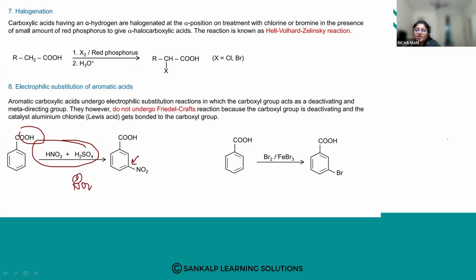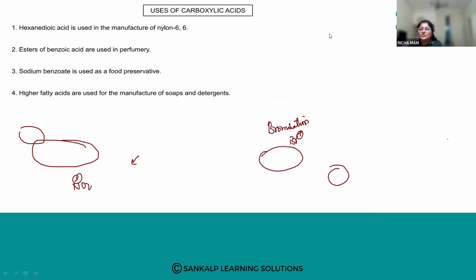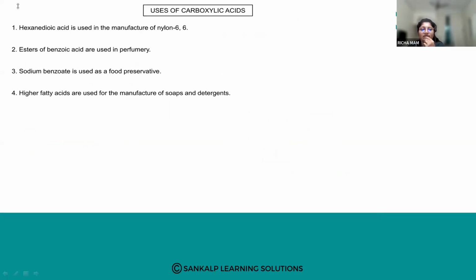Similarly, with benzoic acid, we are doing bromination. Here the bromine, Br plus, is the electrophile and it will be directed at the meta position. Is it clear? Yes.